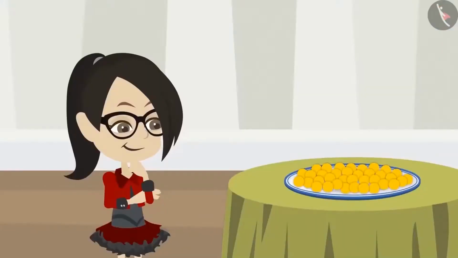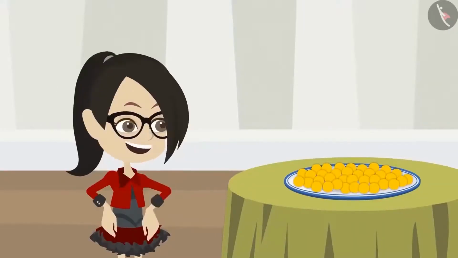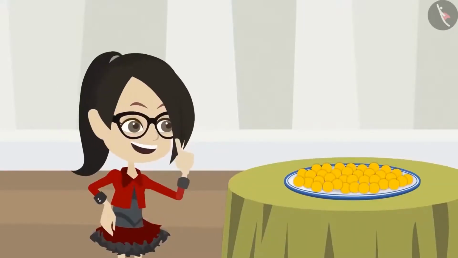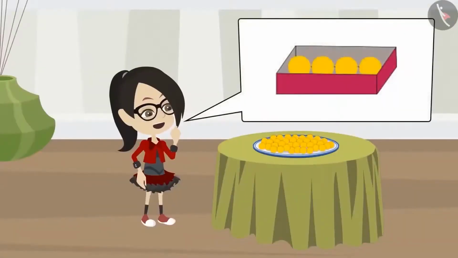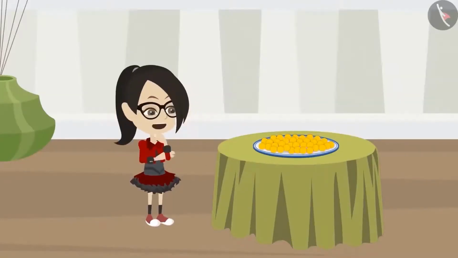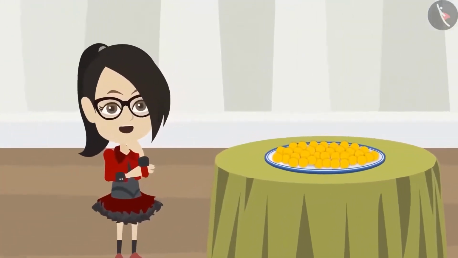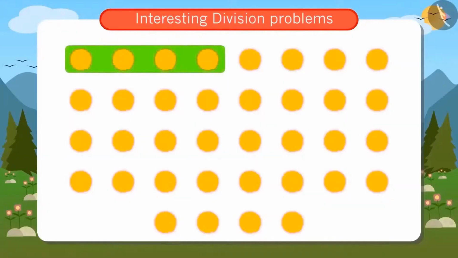Vandana looks at the laddus. Vandana has come up with an idea that she can find out in how many boxes these laddus will fit. I know that 4 laddus will come in a box. I will try to make groups of 4 laddus. The more groups I make, the more boxes I have to bring from the market. You two help me divide the laddus into groups, okay?